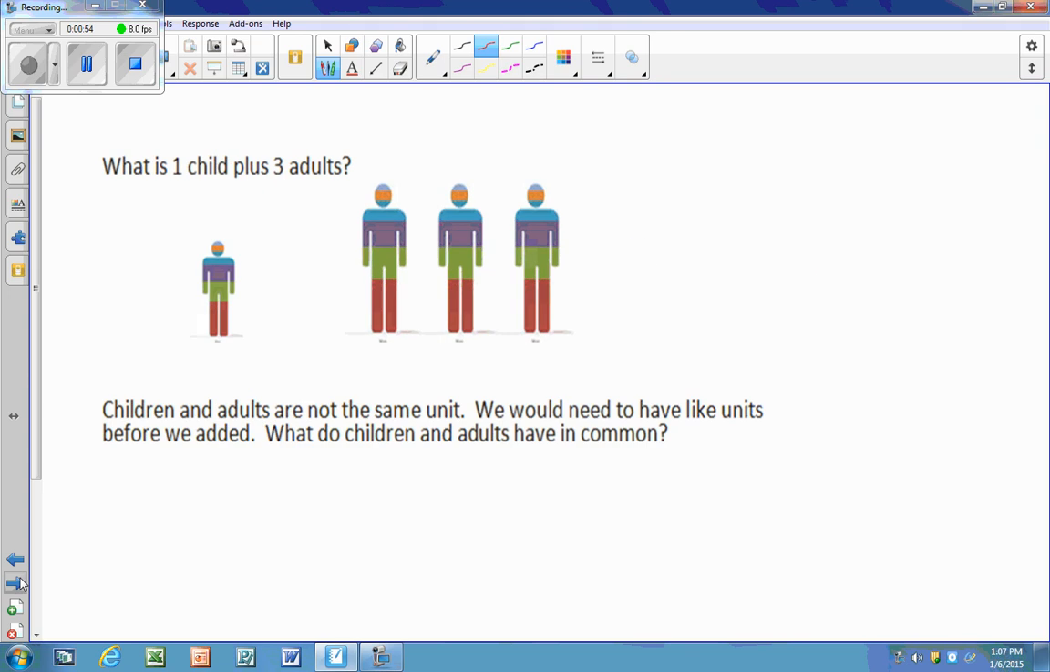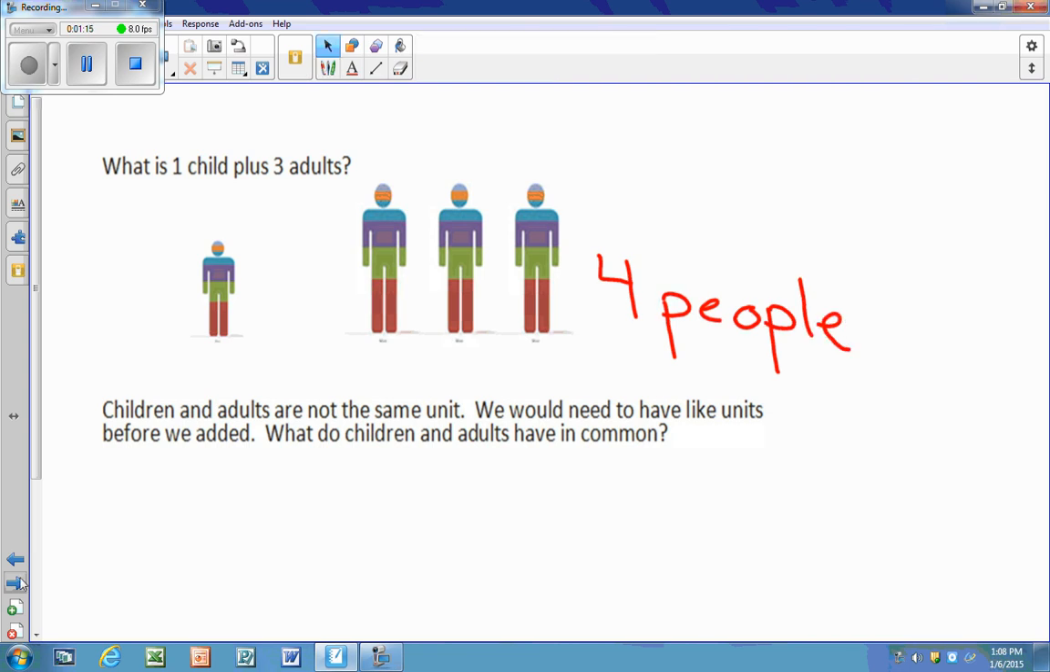If I take that same question and I say, what is one child plus 3 adults? I can't add them together because I have a child and I have adults, and they're not the same unit. In order to make them the same unit, I have to come up with another name. In this case, I might say people. So there are 4 people. I can combine them because they're considered people, not combining them with child or adult.